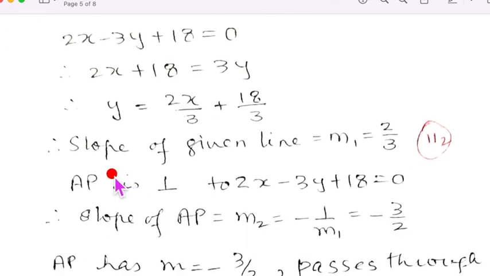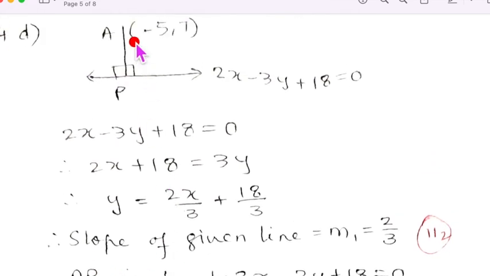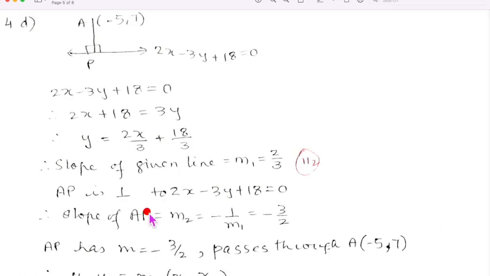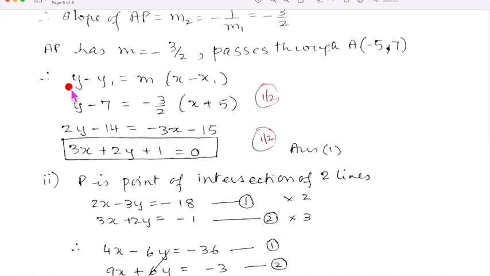And therefore your AP, which is perpendicular, can you see this AP is perpendicular? So it will have the slope m2, which will be the minus reciprocal. Now AP has slope equal to minus 3 upon 2 and passes through A, which is minus 5, 7. And we use this formula y minus y1 equal to m into x minus x1. We substitute, that will be half mark more, and then we get this equation. This is the equation of AP. This is your answer 1.